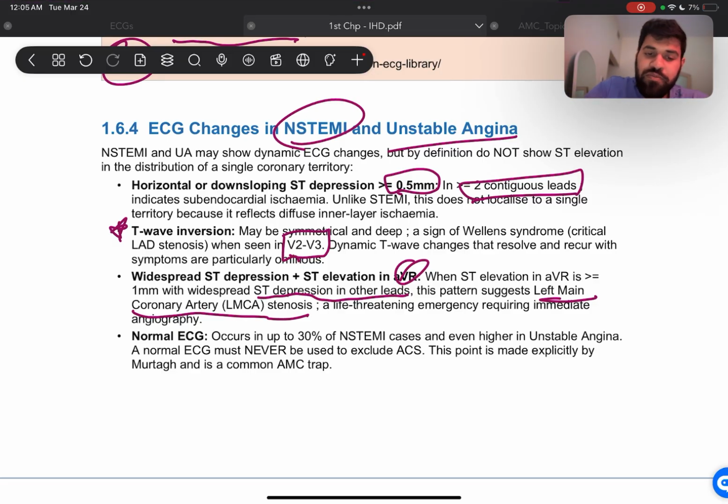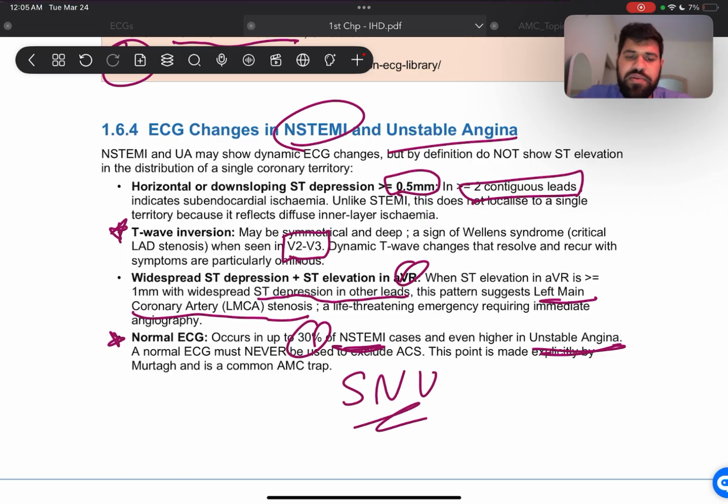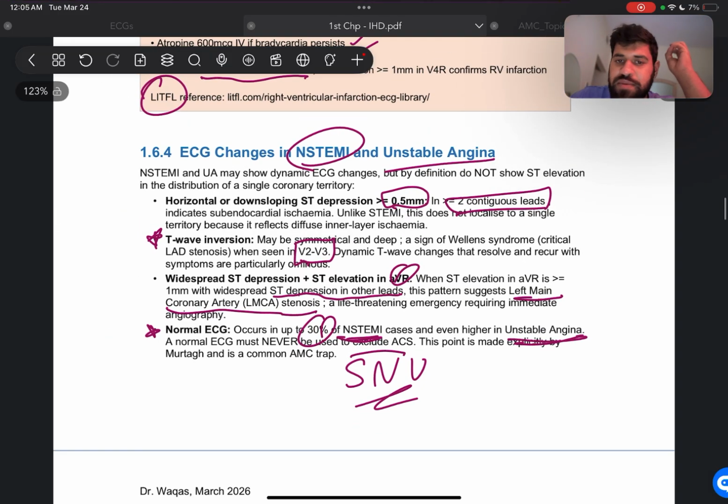A normal ECG is going to occur in 30% of NSTEMI cases and even higher in unstable angina. Remember when we said the SNOOC classification? So just remember that as well. It should never be used to exclude ACS, and this is a point explicitly made by Murtagh, and it's a common AMC trap.